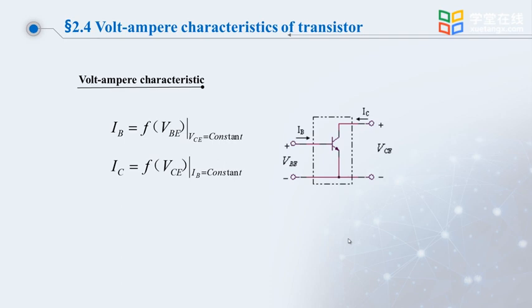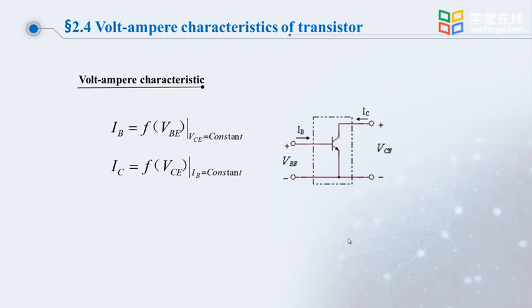So we are going to analyze the relationship between IB and VBE, and we are going to plot the relationship between IB and VBE. The premise is the output voltage VCE as a variable. When VCE takes a certain constant value, we can draw an input characteristic curve. When VCE changes to different values, we can draw a number of relationship curves between IB and VBE, which are called input characteristic curves.